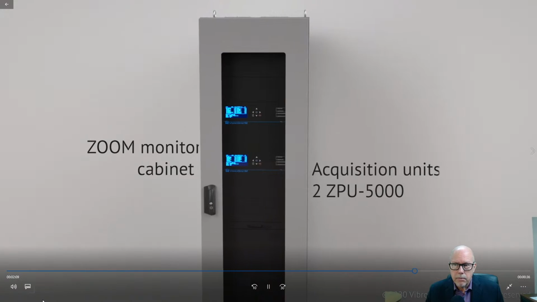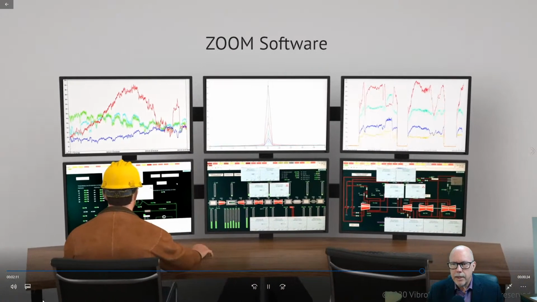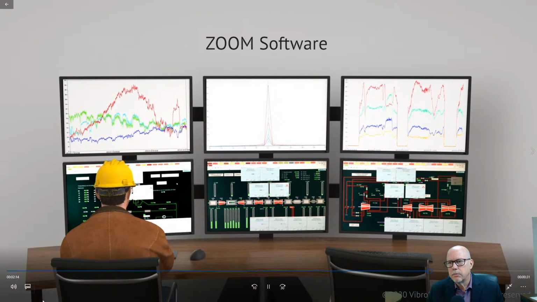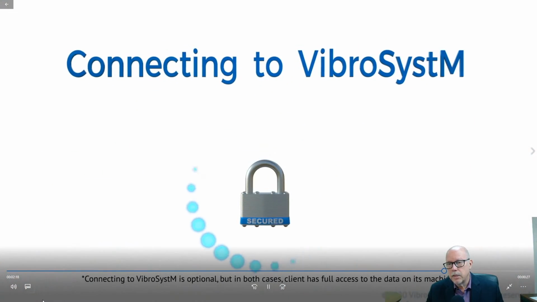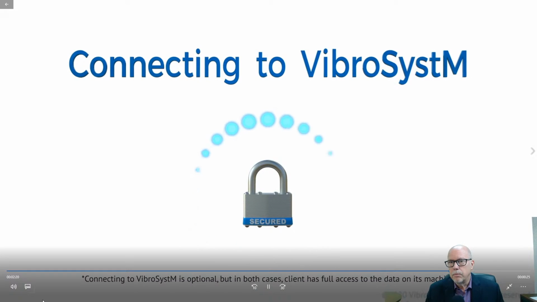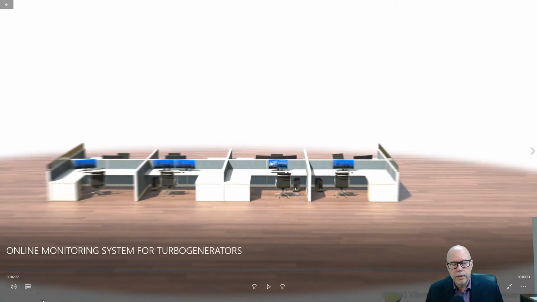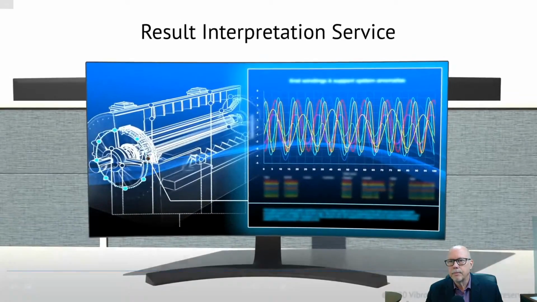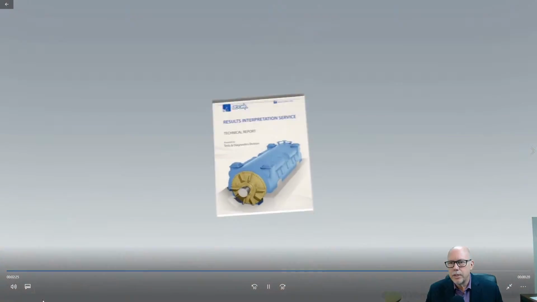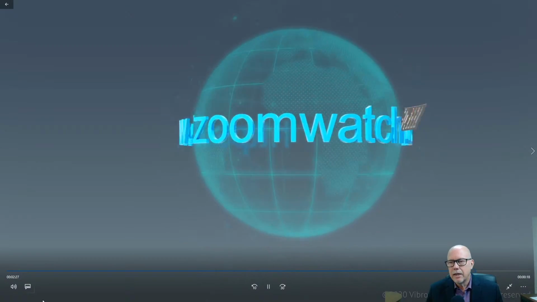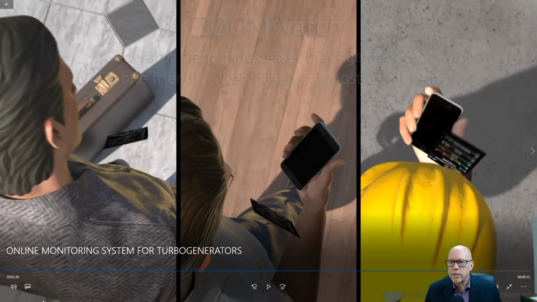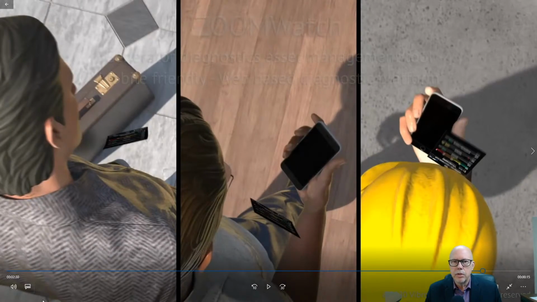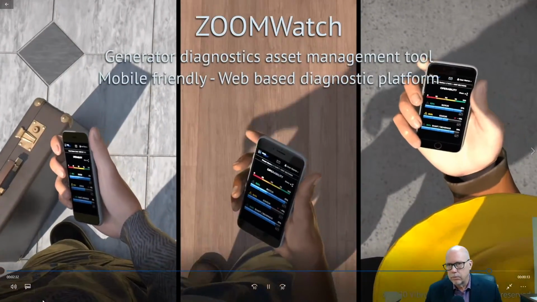And of course, monitoring cabinets, acquisition units, and software to operate the whole system to get all the information available to you. In some cases, it can be sent to VibroSystM. But even if you connect to VibroSystM, all the data is still on the site available for you at any time. And we have result interpretation services to help you analyze the data and get a good handle on the health of the unit. And all this information can easily be viewed on your mobile phone.